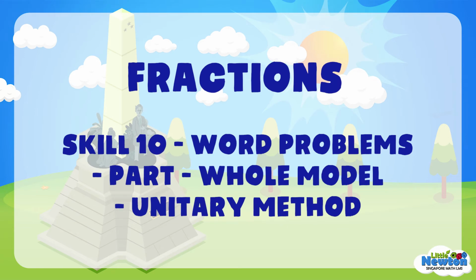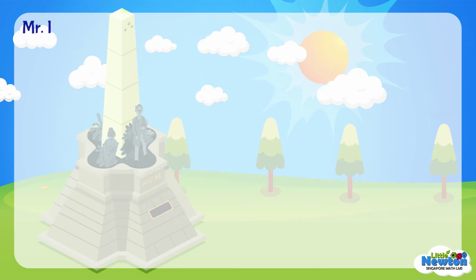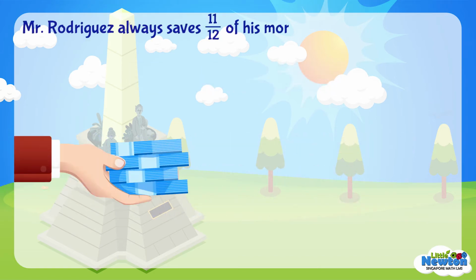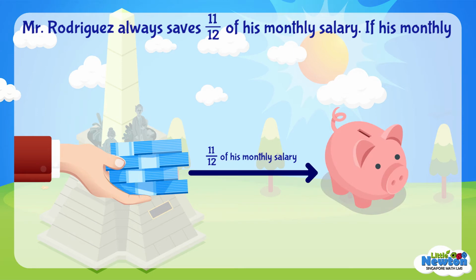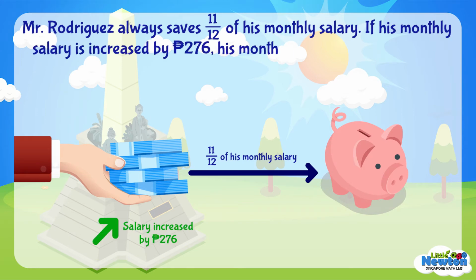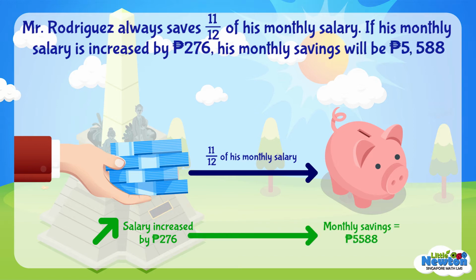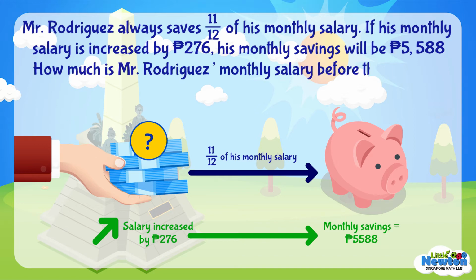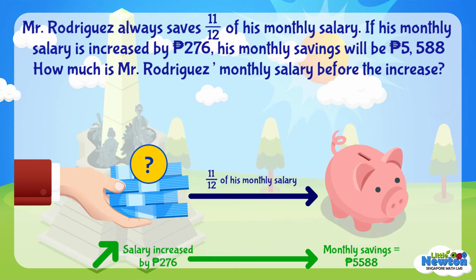Fractions, skill number 10, word problems, part-to-whole model, unitary method. Mr. Rodriguez always saves 11/12 of his monthly salary. If his monthly salary is increased by 276 pesos, his monthly savings will be 5,588 pesos. How much is Mr. Rodriguez's monthly salary before the increase?